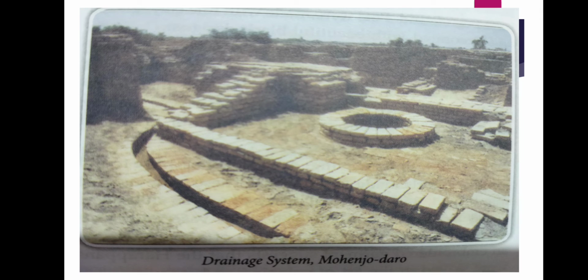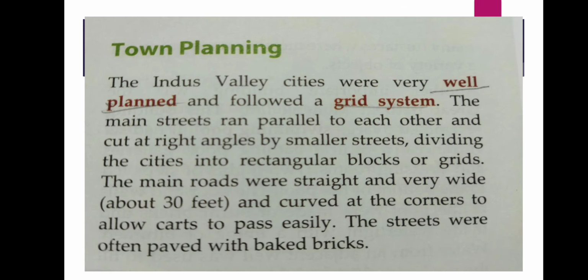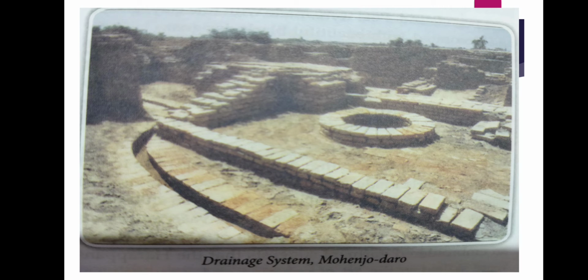Now, the drainage system. Can you see the drainage system? The Harappans had a well planned drainage system like this, built in a planned manner. The likes of it are not found in other cities of the ancient world.